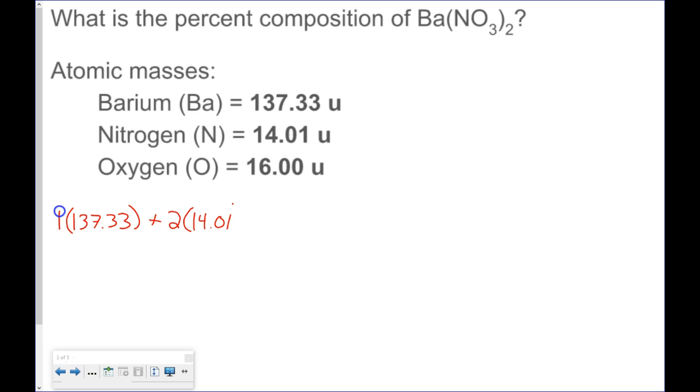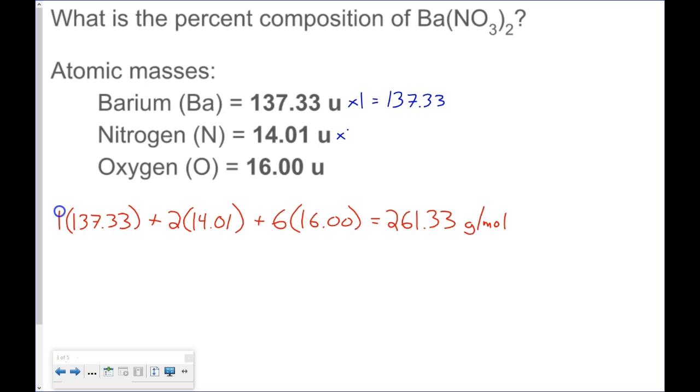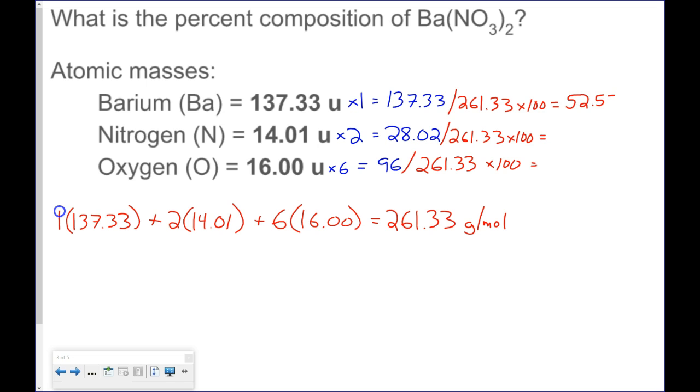All right, percent composition of barium nitrate. As I've done before, I'm going to find the total molecular mass. I'm going to take each one of these and multiply them by how many there are. There's 1 barium, there's 2 nitrogen, and there's 6 oxygens. Doing all that, dividing by the total amount, multiplying it by 100, I'm going to get for this top one 52.55, 10.72, and 36.74.